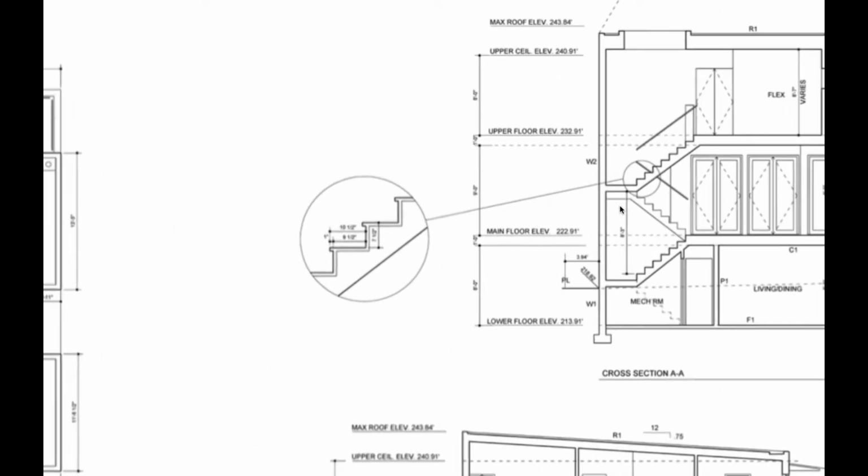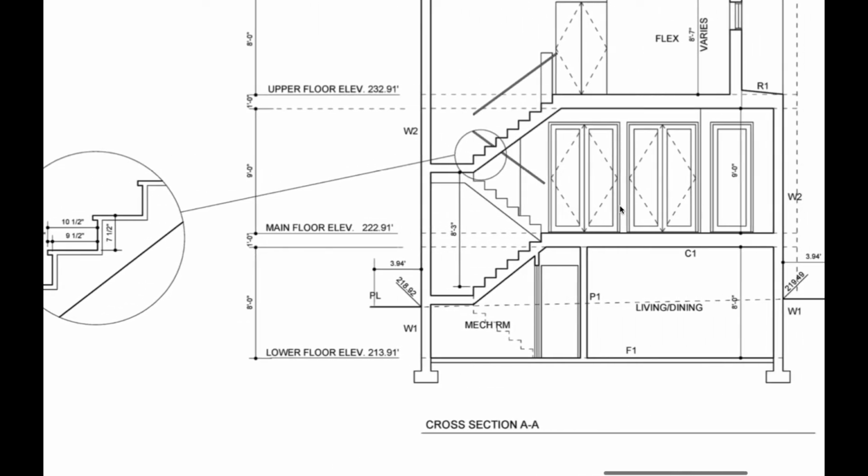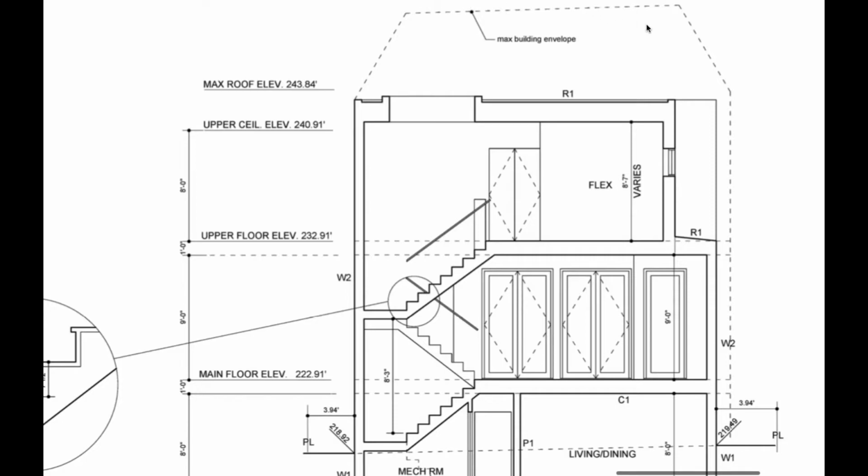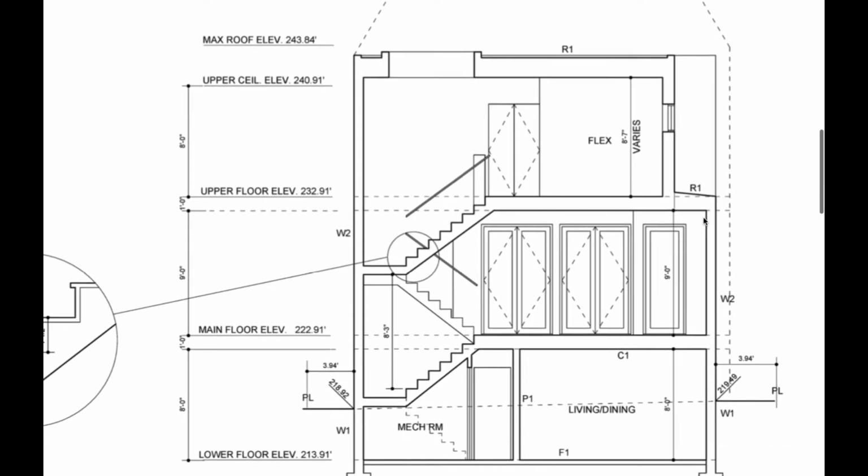So here's one of the cross sections, AA, which you can see on one of the previous plans. They give you a nice dotted line for the maximum building envelope. That's just a bylaw thing. You can't build like a 50-story building. They give you specifications. This is an R1. So I'm guessing it's a detail for the roof assembly.